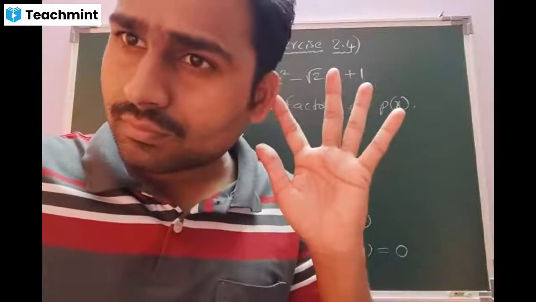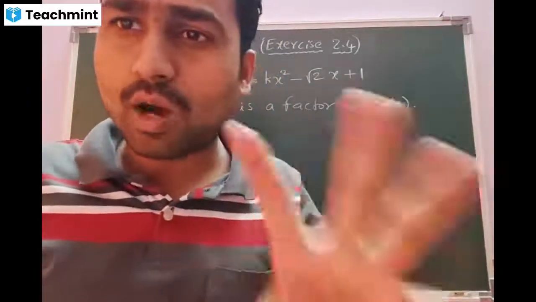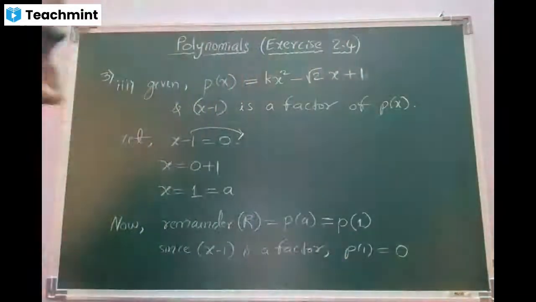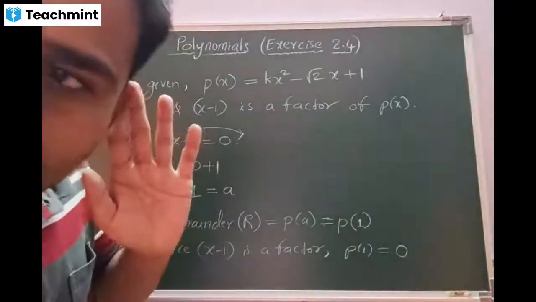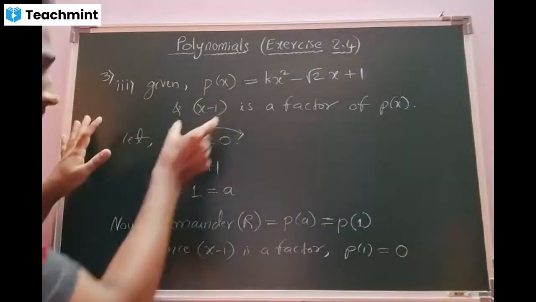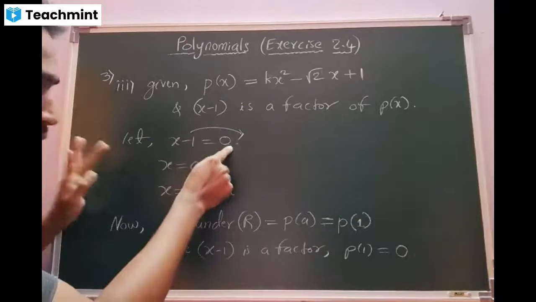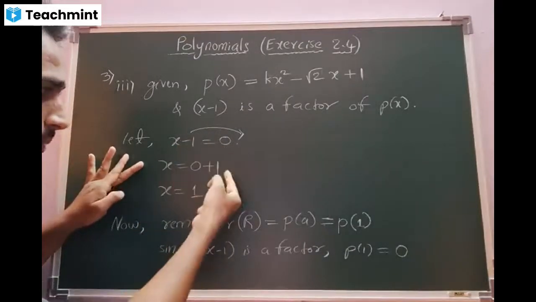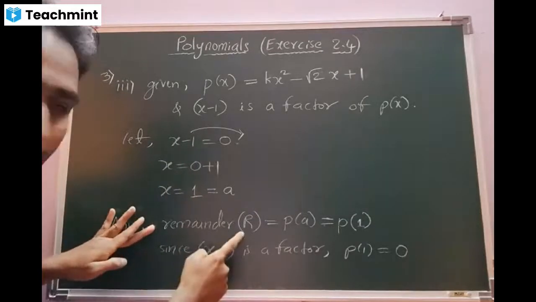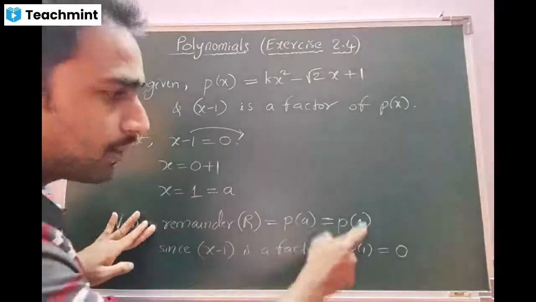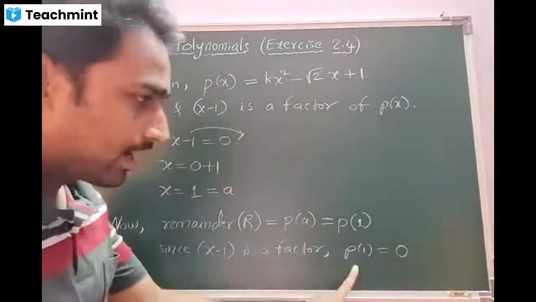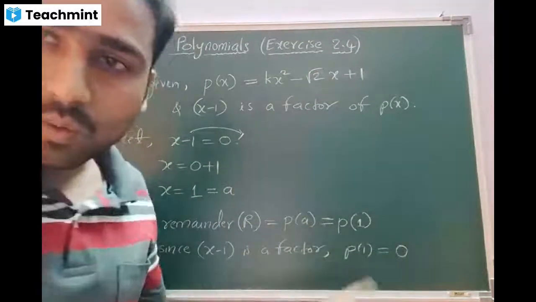Beta, give the audible responses. Okay? Again, this remains the same. Let x minus 1 is equal to 0. Send minus 1 this side, it becomes plus 1. x is equal to 1. Treat it as a. Then write remainder, capital R is equal to P of a, nothing but P of 1. Since x minus 1 is a factor, we can write P of 1 is equal to 0. Correct, beta?